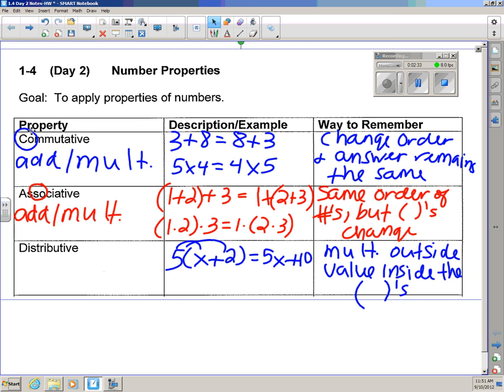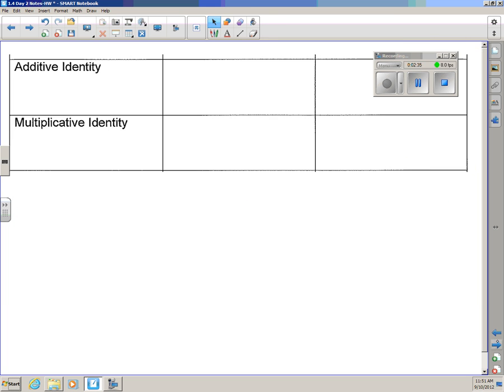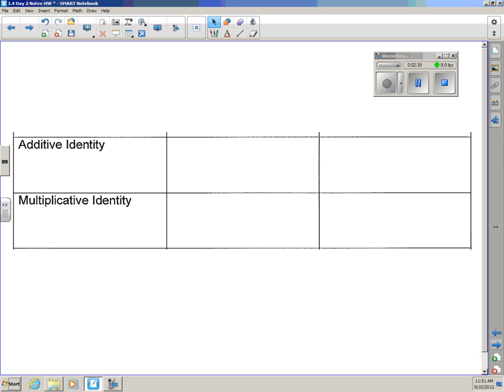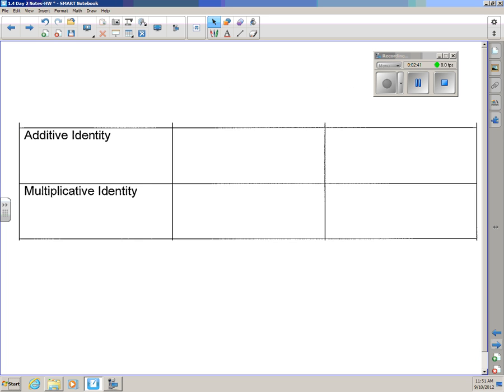Then we start talking about identity elements. If you think about your identity, you are who you are. You're not going to change who you are. Maybe it's Halloween coming up, and if you put on a costume, under that costume, you still are who you are. So your identity is you basically are going to always stay who you are.